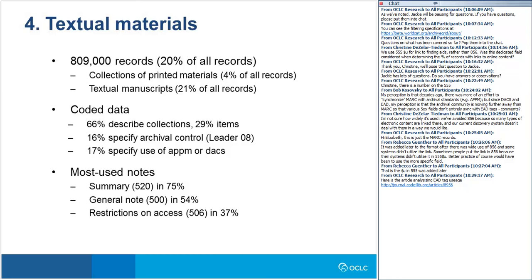But the majority of these textual materials records are for textual manuscripts, supposedly. So 2/3 of them describe collections, and 1/3 or so describe items. Archival control is doing less good here than it was for the mixed materials, with a little smaller percentage in terms of use of APPM or DACS.